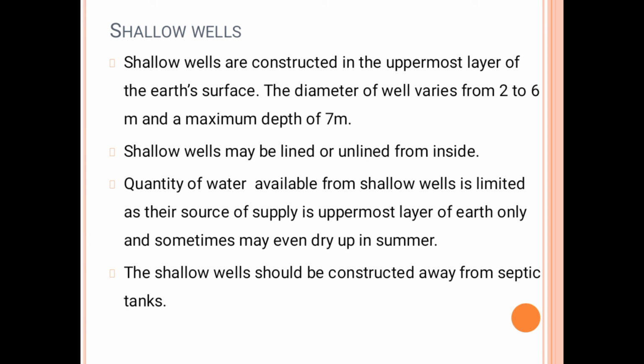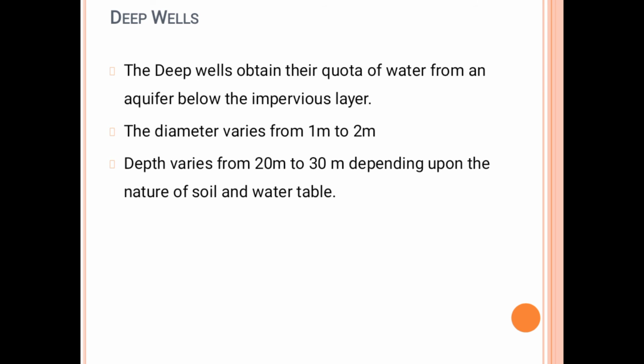Shallow wells are constructed in the uppermost layer of the earth's surface. The diameter of the well varies from 2 to 6 meters and the maximum depth is 7 meters. Shallow wells may be lined or unlined from inside. The quantity of water available from shallow wells is limited as their source of supply is the uppermost layer of earth only, and sometimes they may even dry up in summer. The shallow wells should be constructed away from septic tanks.